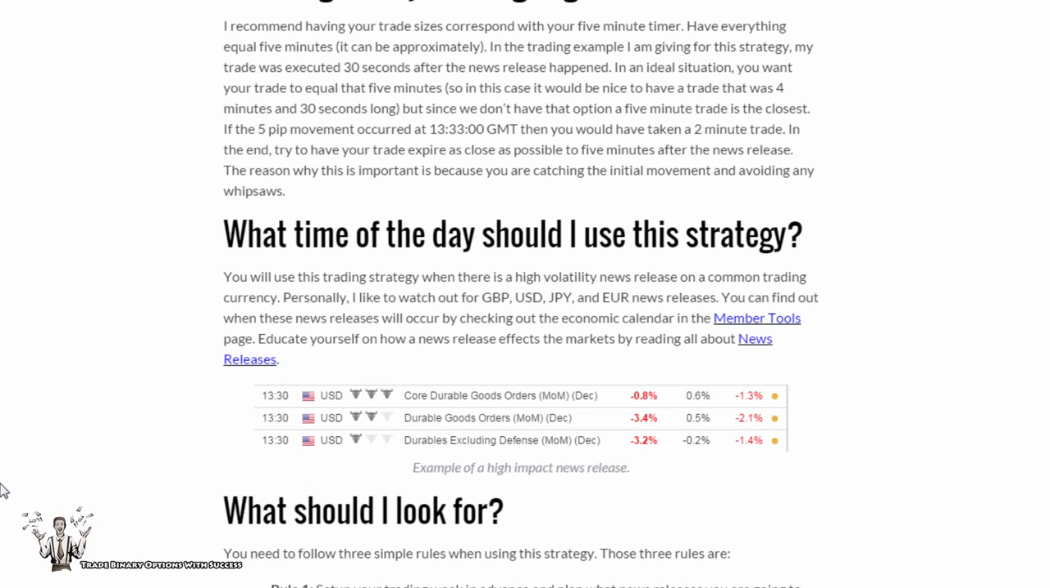Now, what time of the day should you be using this strategy? Use it when the market is volatile, when the news release occurs. Yeah, that sounds a little odd for many of our other strategies, but this is a different one to conquer a different time of the market. Personally, I like to watch out for the GBP, USD, JPY, and Euro news releases just because those are the more common pairs I like to trade. But analyze the market, see which assets you like, what news releases you like. It's all up to you guys. This isn't set in stone. I want you guys to explore it and talk about it and share your personal experience with trading this strategy.